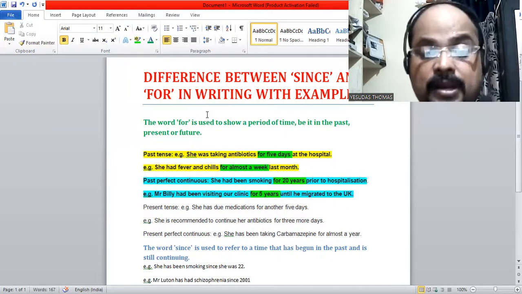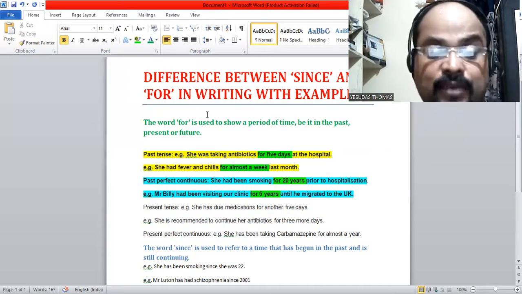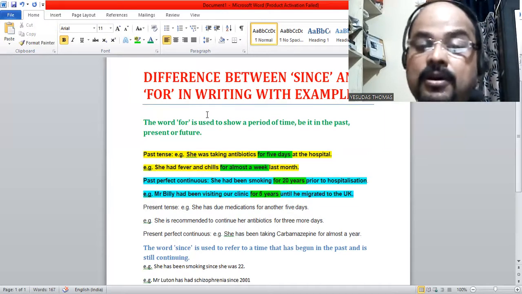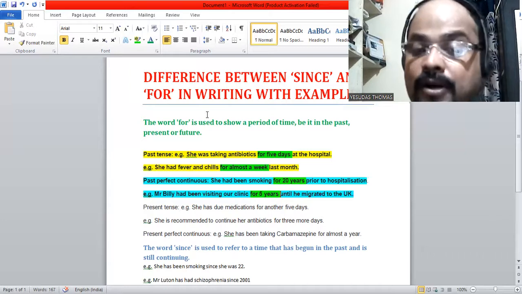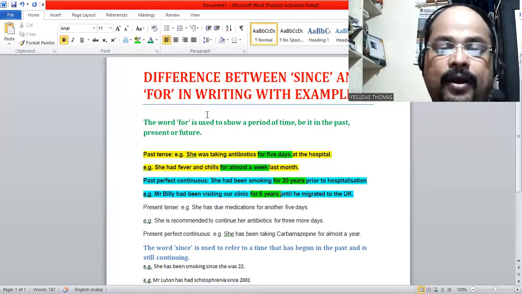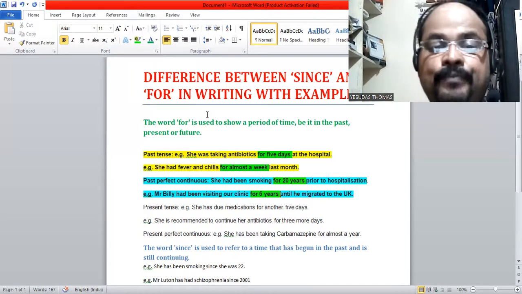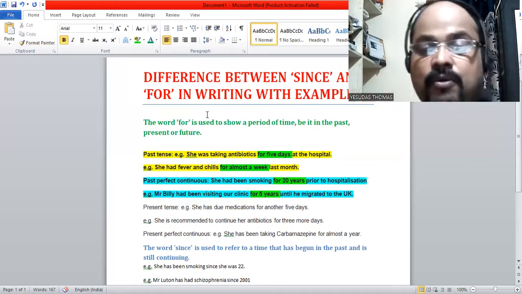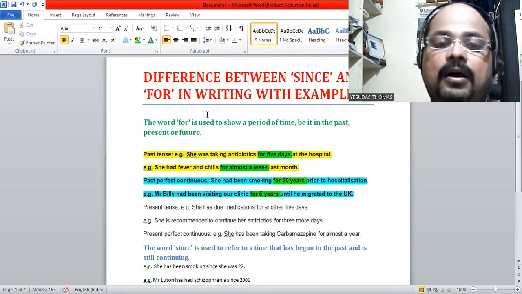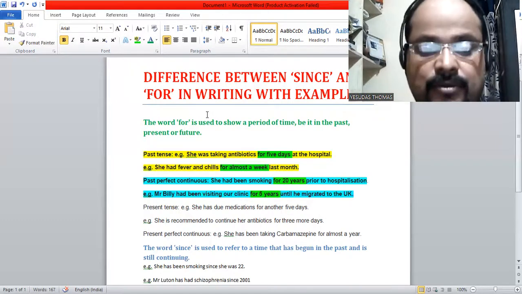How long was Mr. Billy your clinic visitor? For 5 years. Right now, he's not visiting your clinic. Right now, she is not smoking. Right now, she has no fever and chills. Right now, she is not taking antibiotics. So we have these things in the past.